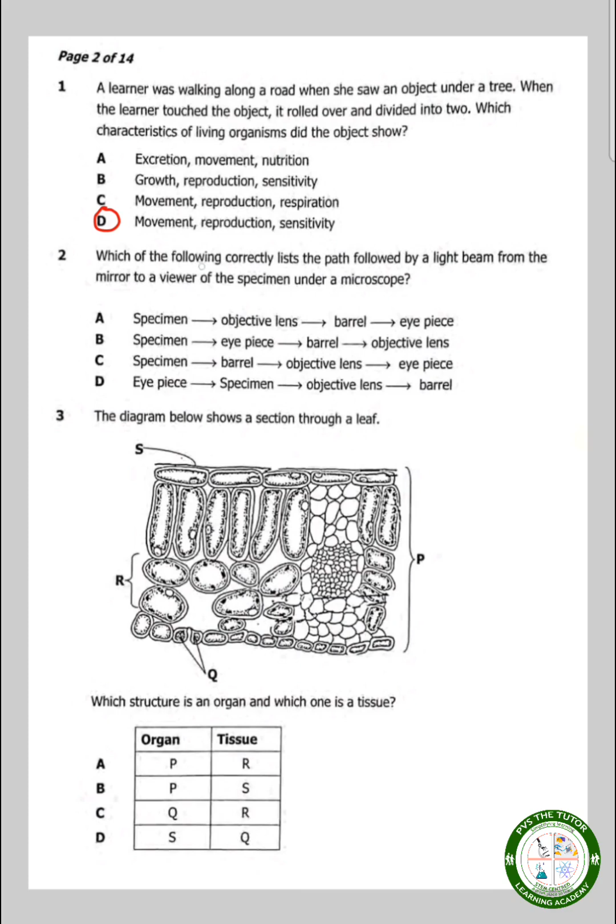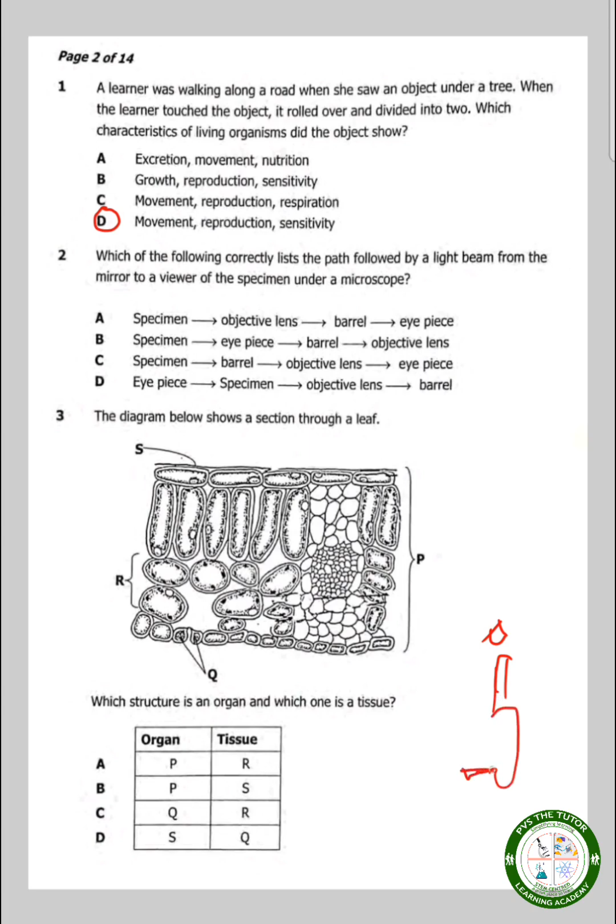to a viewer of the specimen under a microscope? So as you are viewing your specimen under a microscope, how does light move? All right, light we always move from the specimen first. Okay, from the specimen. Remember, you have something like this where you put your eye, right? Then it comes like that.